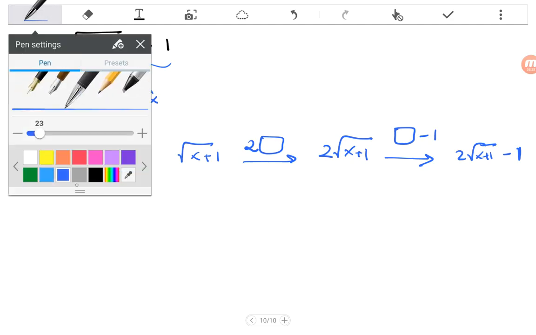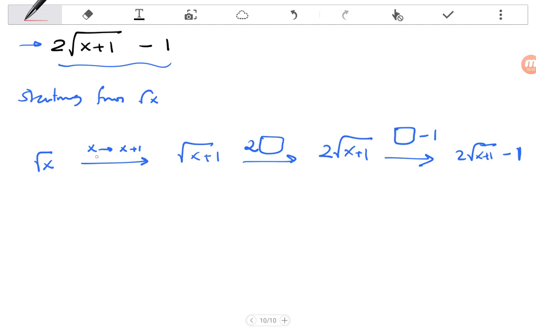Okay? Now let's interpret each transformation graphically. x replaced by x plus 1 means a horizontal shift of negative 1. Then times 2 will be horizontal scaling or vertical scaling? That is a vertical compression or expansion. Expansion. Yes, vertical expansion. Then minus 1 will be a vertical shift in the direction of negative 1. Yes. So these are the 3 transformations that I need to make on root x to get the graph of this function.